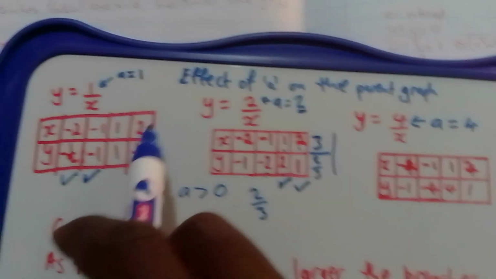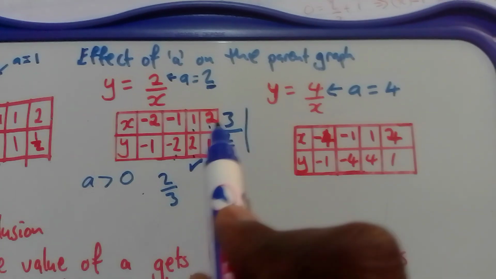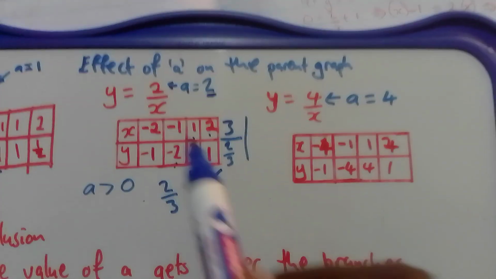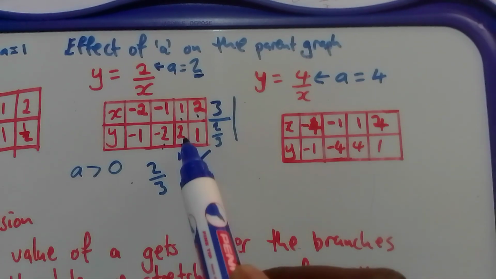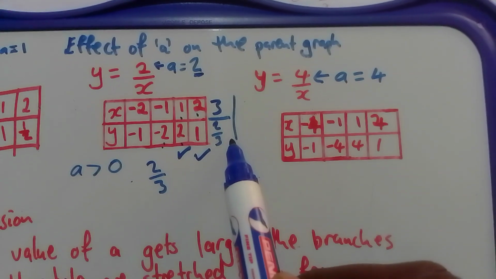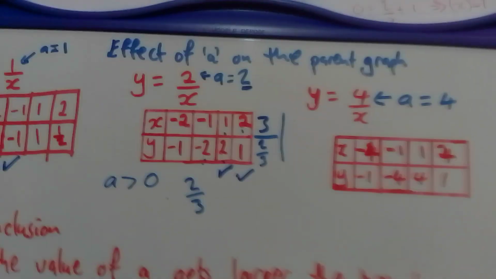So when we stop comparing to the parent graph, we're now just comparing the values for this graph of y = 2 over x. We can now conclude that, as a matter of fact, our y values are becoming smaller and smaller. So let's see what it means graphically.